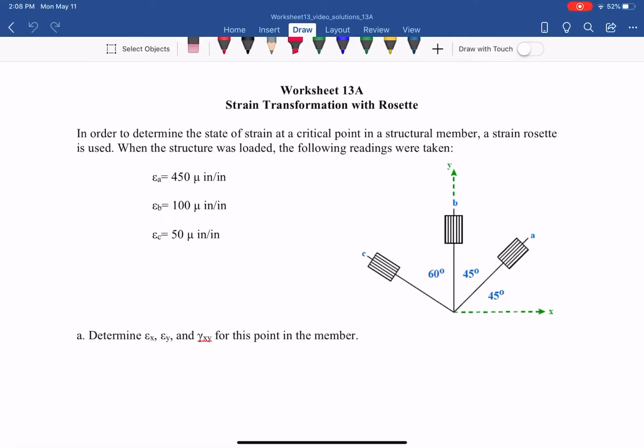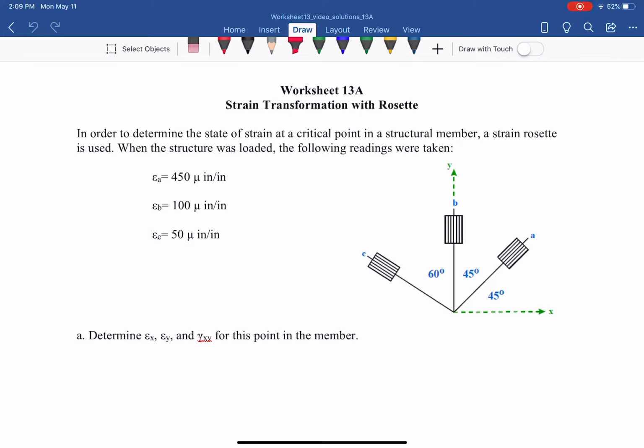Worksheet 13a, Strain Transformation with Rosette. In order to determine the state of strain at a critical point in a structural member, a strain rosette is used. When the structure was loaded, the following readings were taken.